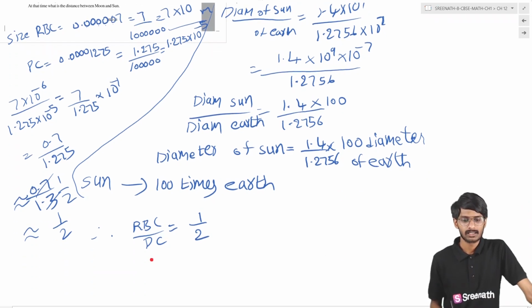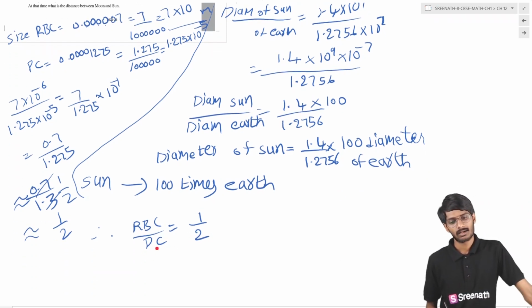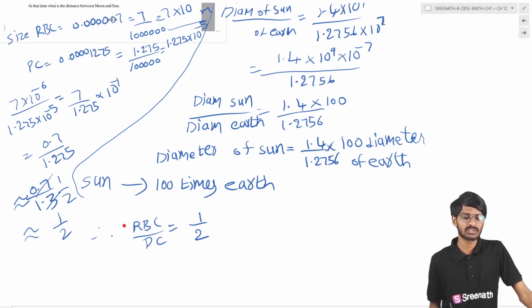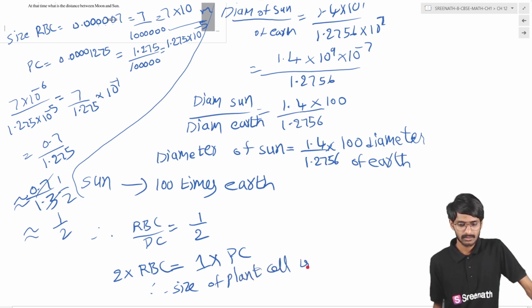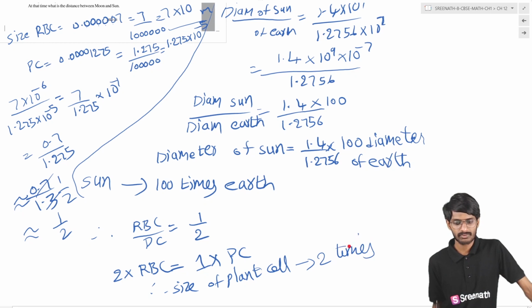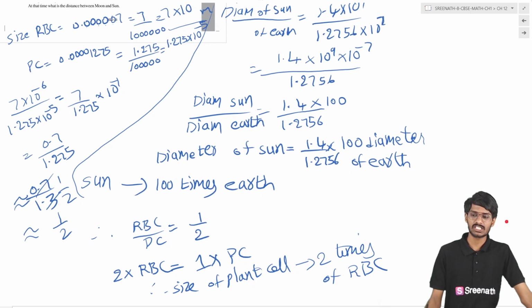If you want to shift to this side and to this side, so 2 into size of red blood cell is equal to 1 into size of plant cell, which means therefore size of plant cell is twice or 2 times of red blood cell. That is the thing, students. In this way you can compare.